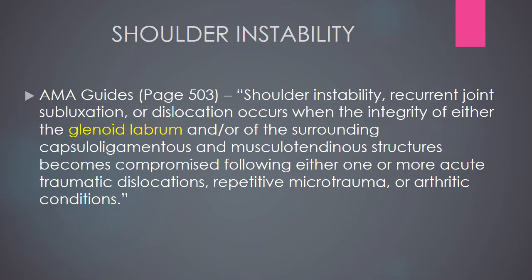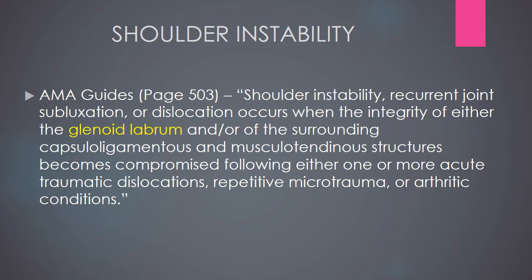So the AMA Guides 5th edition tell us on page 503 that shoulder instability, recurrent joint subluxation, or dislocation, so that's three things, shoulder instability, recurrent joint subluxation, or shoulder dislocation, occurs when the integrity of either the glenoid labrum and/or of the surrounding capsulo-ligamentous and musculotendinous structures becomes compromised following either one or more acute traumatic dislocations, repetitive microtrauma, or arthritic conditions.